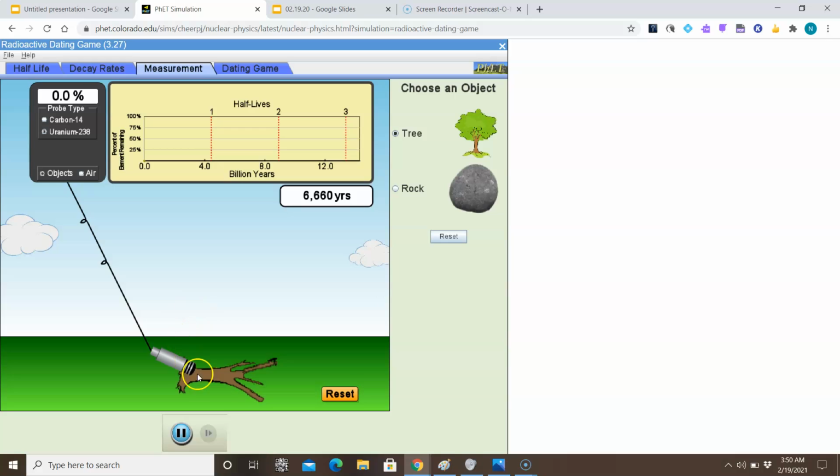All right, that's it for this simulation. This can go on forever. This number is not going to change. It's already been 7,000 years. So in the next simulation, we're going to switch to the second object, which is a rock, and we're going to again go carbon-14 and uranium.